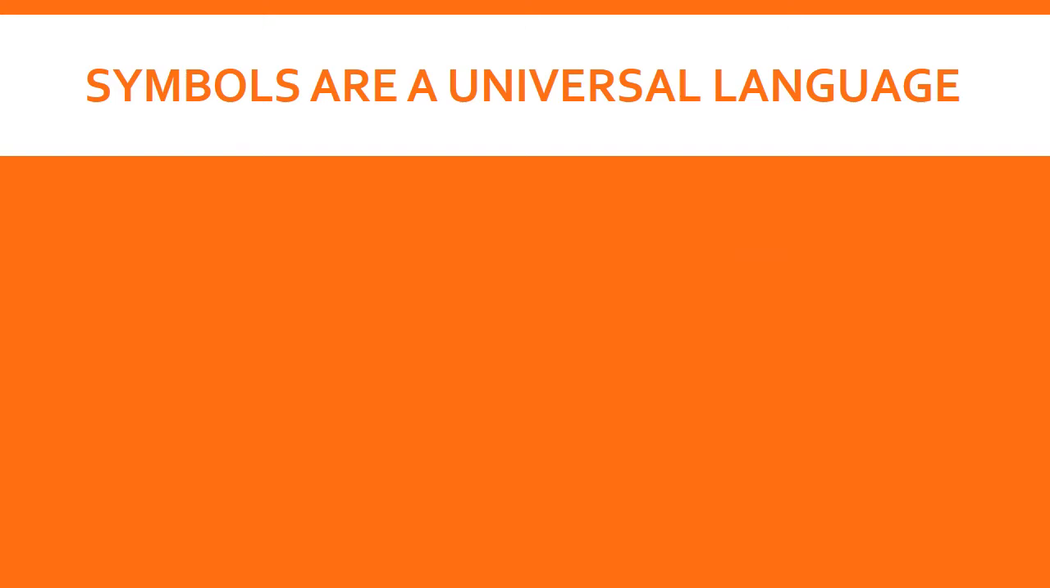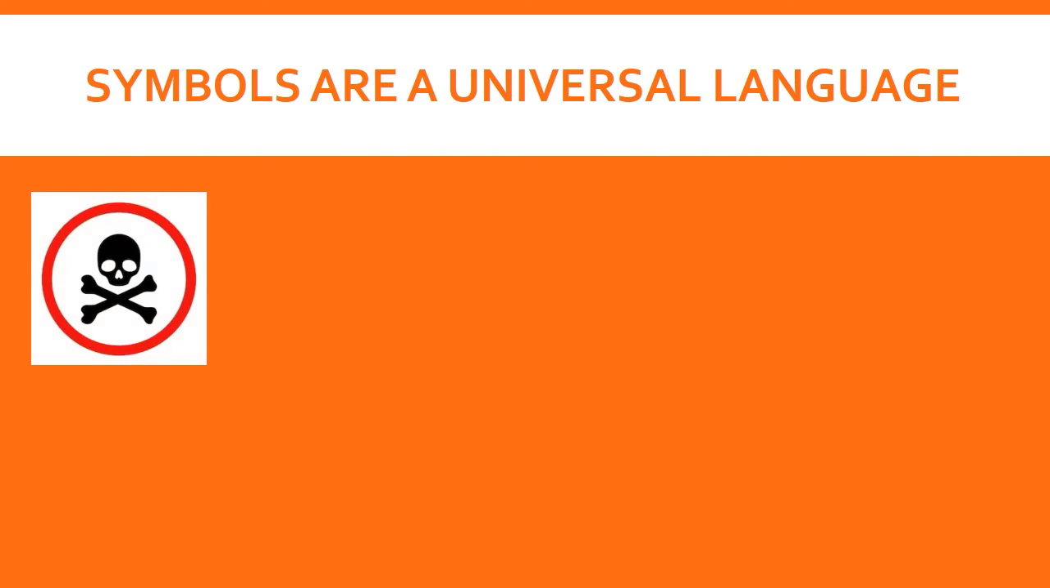Well, symbols are a universal language. What does universal mean? It means that everybody around the world understands symbols. Let's look at some symbols together and see if you know what these symbols are. I think you do, but let's see.